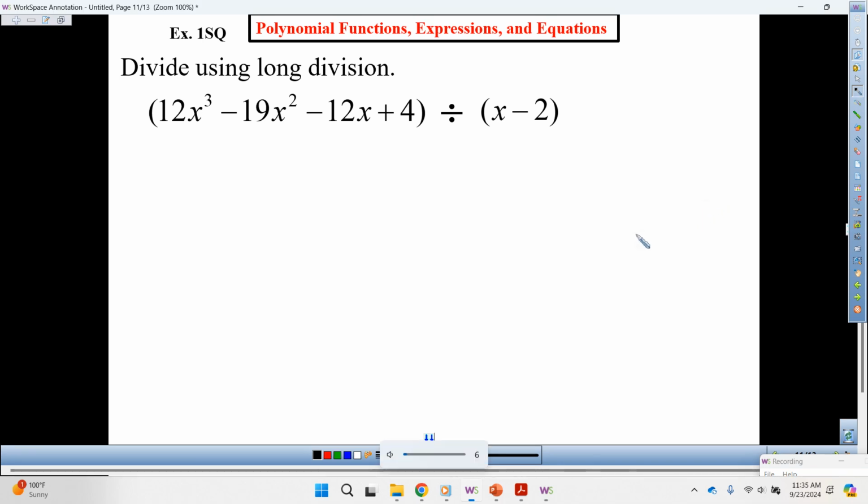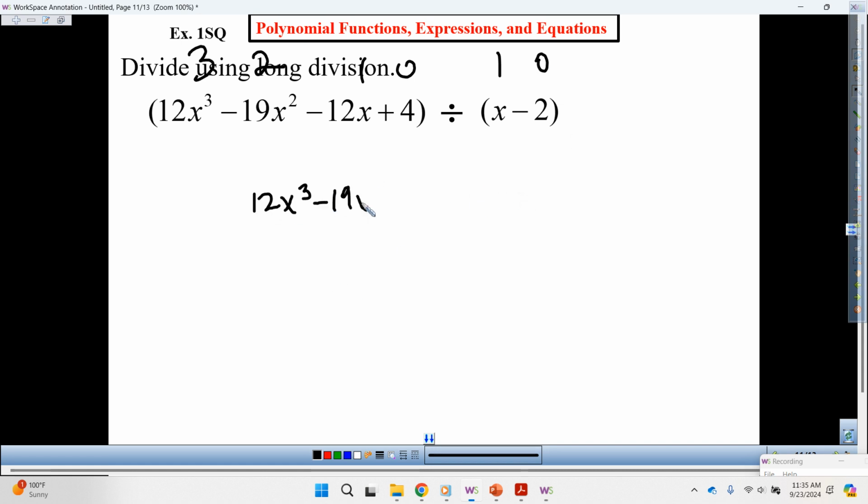All right, here we go. Step 1, is it in standard form? Yes. This one is 3, 2, 1, 0. How about this one? 1, 0. Yes. So therefore, 12x cubed minus 19x squared minus 12x plus 4 divided by x minus 2.